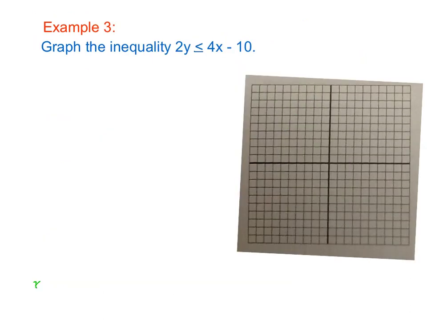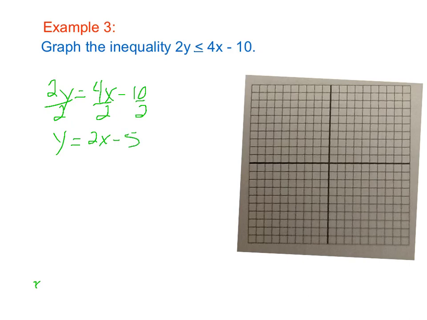Alright, here we've got the last example, and the inequality to graph is 2y less than or equal to 4x minus 10. So again, I'm going to treat it like an equation. So I'm going to write 2y equal to 4x minus 10 just to get our boundary line. And it's easier to work with y by itself, so I'm going to divide by 2, and if I divide the left side by 2, I divide everything else by 2 just to keep it proportional. So here y would equal 2x minus 5.